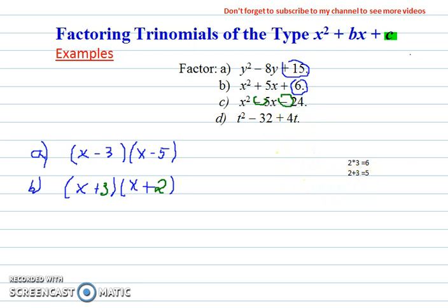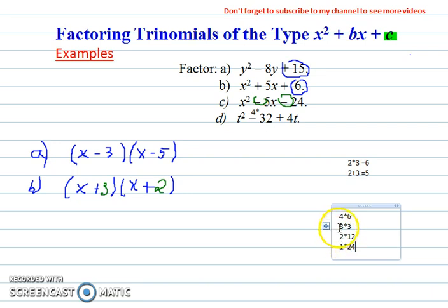So when we take 24, we know 24 can be 4 times 6. Let me write 24 right here. 4 times 6. We can also have 8 times 3. We can also have 2 times 12. We can also have 1 times 24. And of course, we see what are the two numbers that when we multiply give us negative 24. So one of them should be negative.